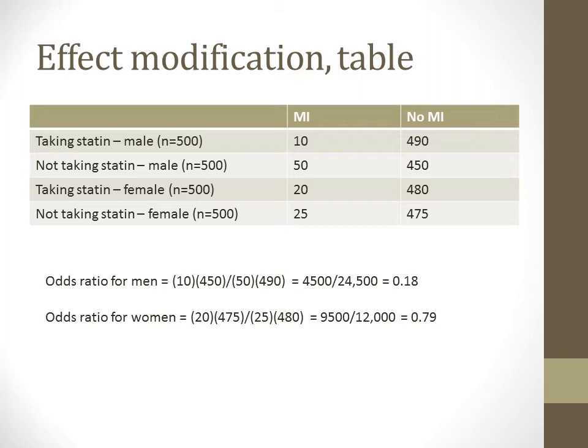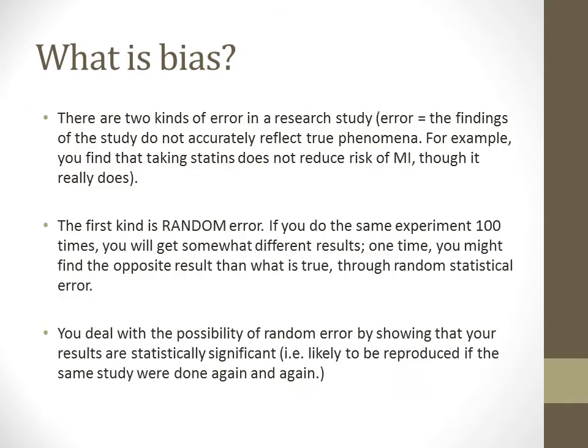So the odds ratio for men is 10 times 450 over 50 times 490, or 0.18. Basically, you can round it to 0.2. The odds ratio for women is 20 times 475 divided by 20 times 480, and that is 0.79. You can round it to 0.8. So basically, this is effect modification because the effect of taking statins is modified by gender. It is the same effect in both genders, but it is a lot more in one gender than the other, and that is very common.